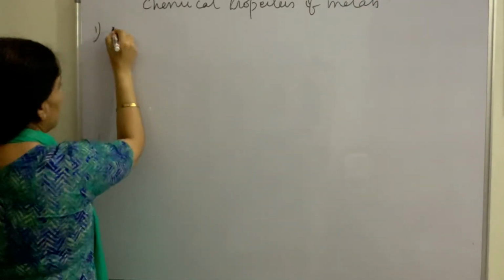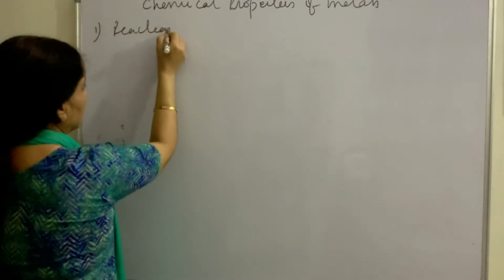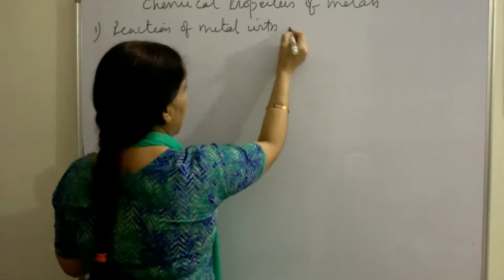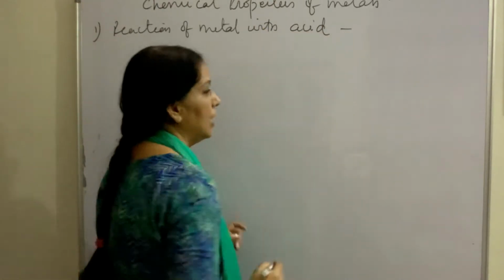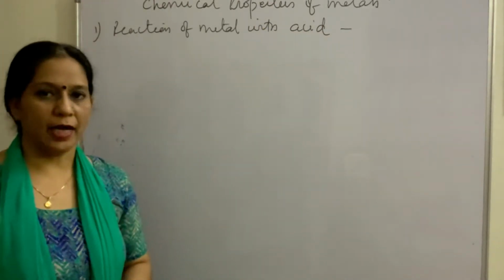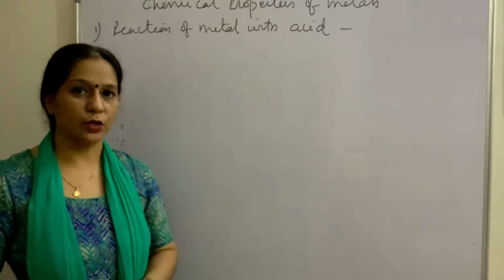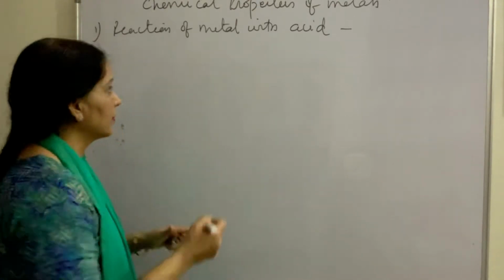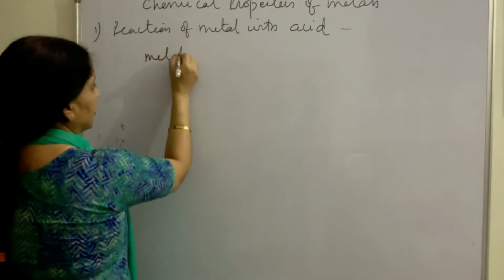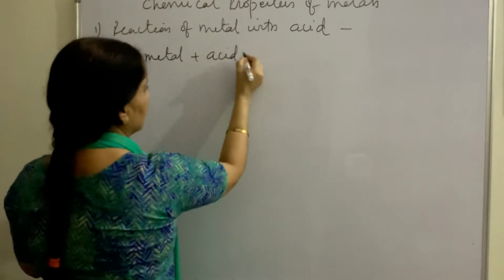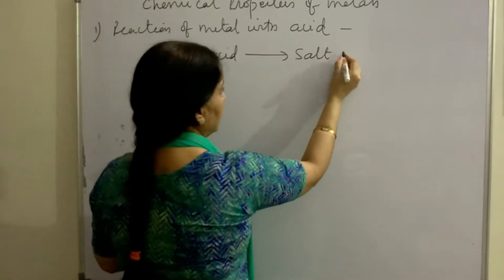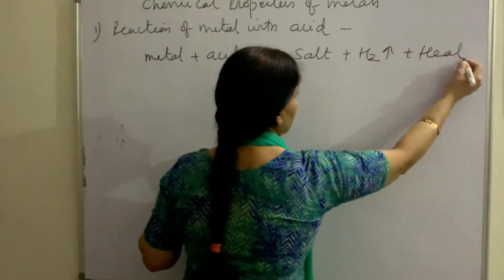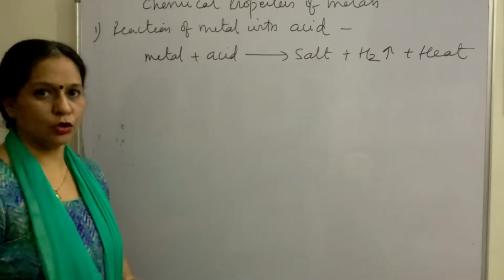First one, reaction of metal with acid. This property we have already done in chapter 1. When metals react with acid, they form salt and hydrogen gas. Metal plus acid forms salt plus hydrogen gas is released. It is an exothermic reaction, heat is also released.